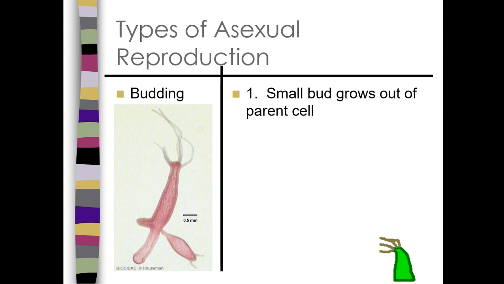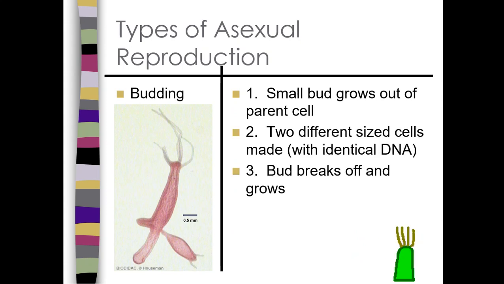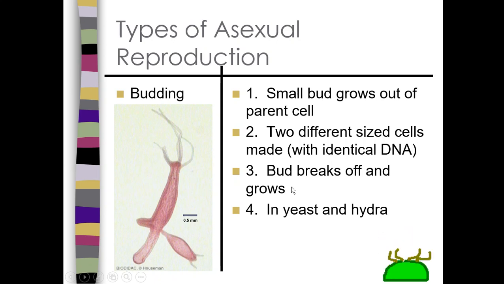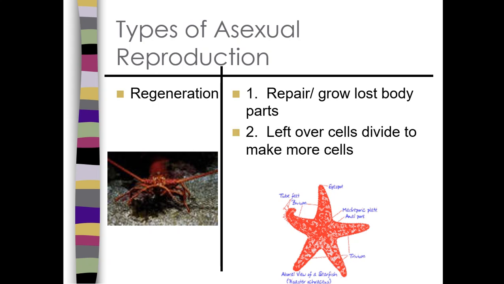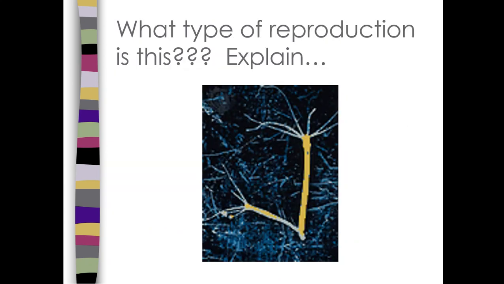So, budding. Okay, outgrowth. Merong outgrowth. Okay, two different size. Like yeast and hydra. Okay, so bud breaks off and grows to another organism. Pero, there are species like corals na hindi na nagbe-break off yung outgrowth. Okay, nagpo-form na lang sila ng colony. Okay, so yeast, hydra. Okay, regeneration for starfish, lizards. Okay, it repairs or grows lost body parts. Leftover cells divide and make more cells. Like lobsters, starfish, lizards.